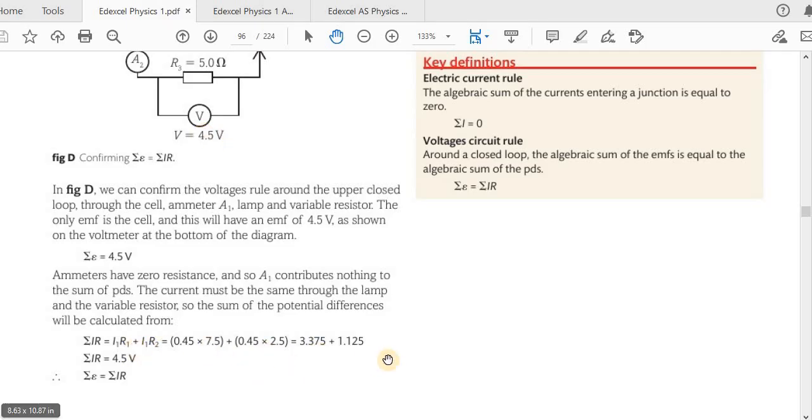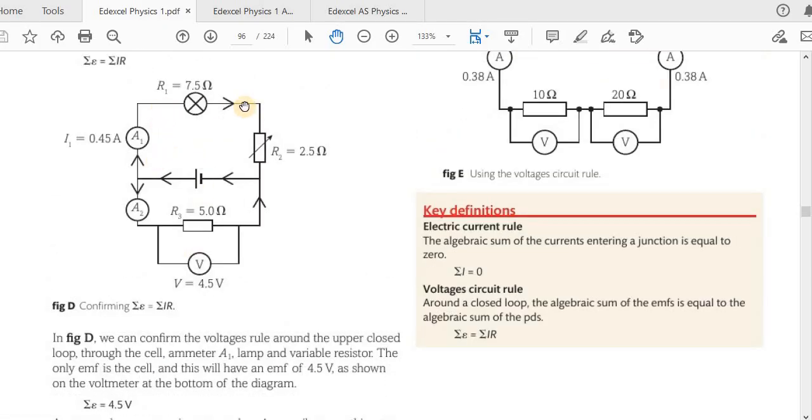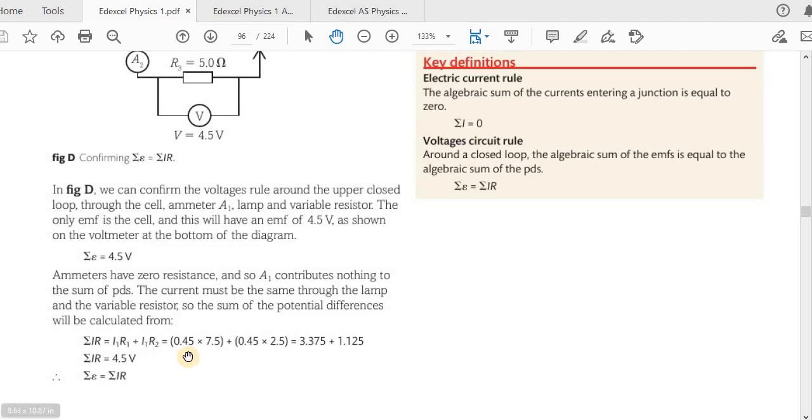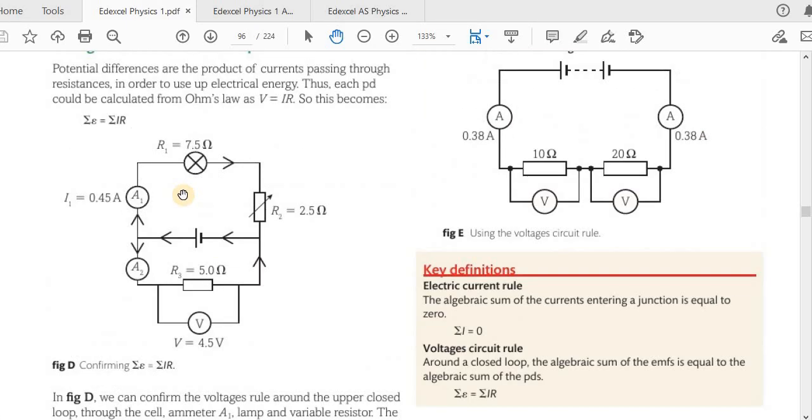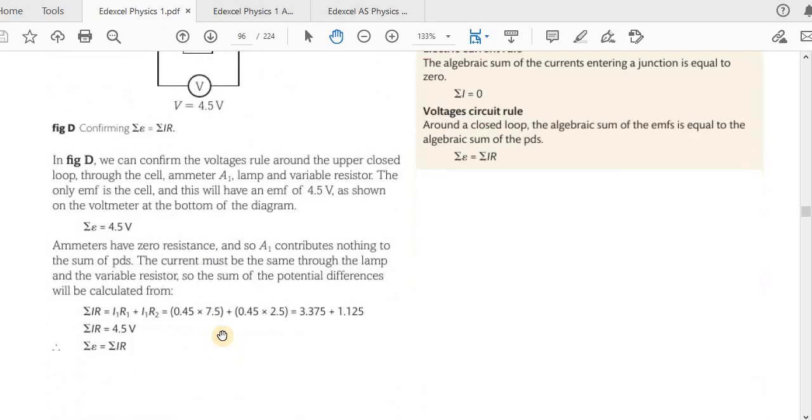Now the calculation is shown here. This is actually for the first thing we did, the first loop, which is this loop right here. See, I told you can use the calculator. 0.45 times 7.5, I times R, plus 0.45 times 2.5. Okay, so that total is this, and that will be 4.5, which is equal to the EMF.